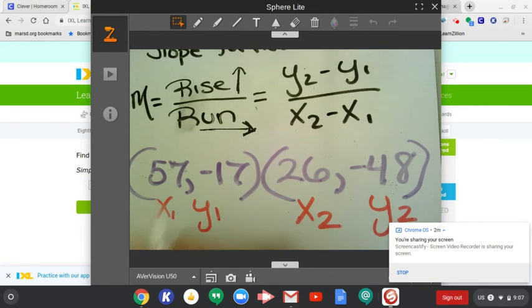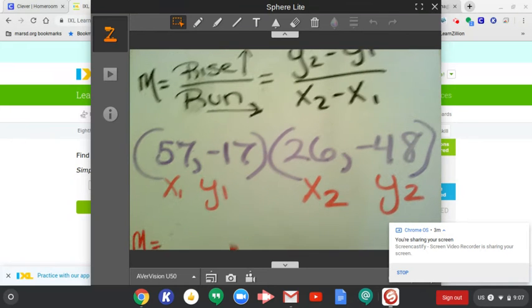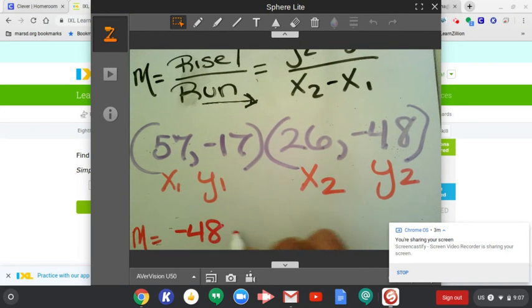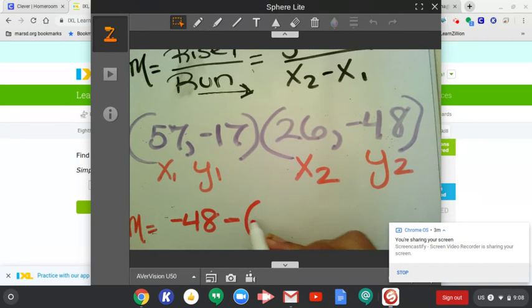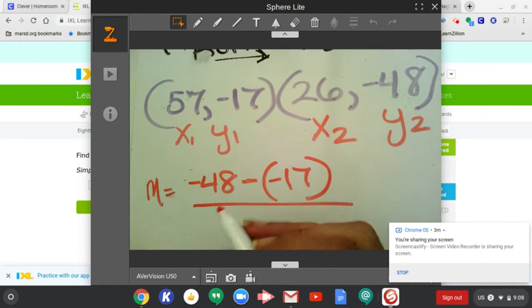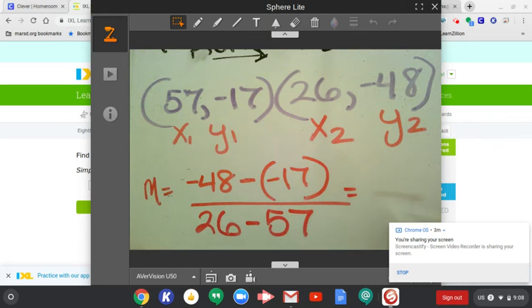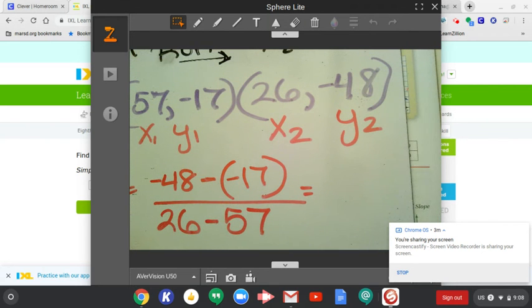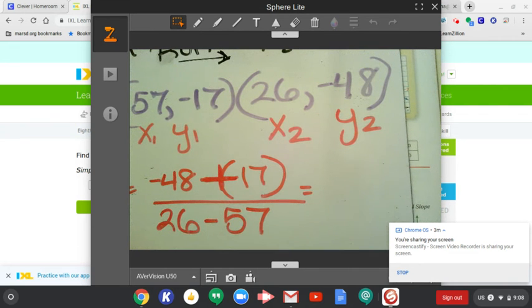So right into the formula, I'm plugging in for slope, m. Remember m is the initial for slope, just a shortcut. We're going to do y2, -48 minus, now this is a negative, so you want to put it in parentheses, (-17). Think about what's going to happen here with the double negative. And then we have 26 minus 57. So we have -48, and what you're going to do here is add 17, and on the second one you're going to go 26 minus 57.